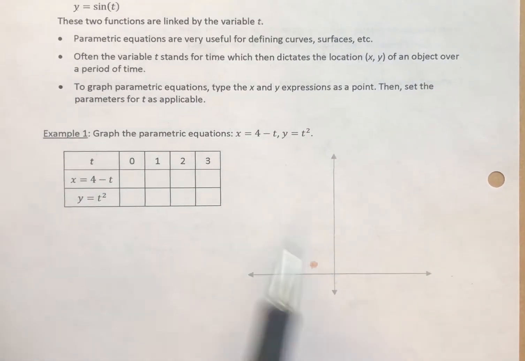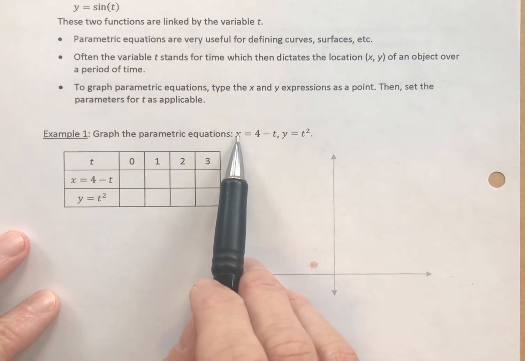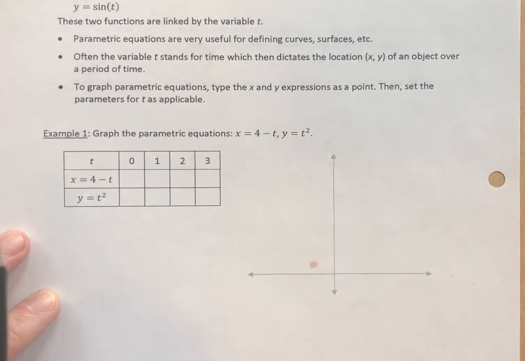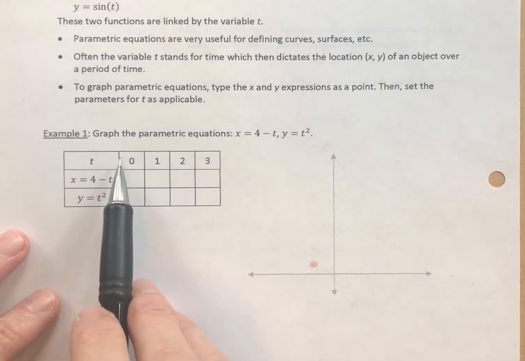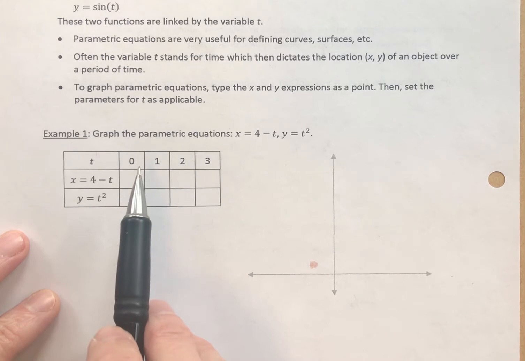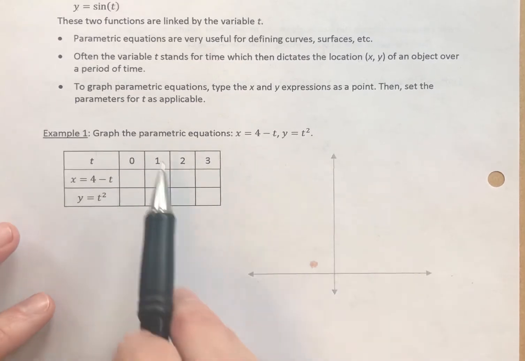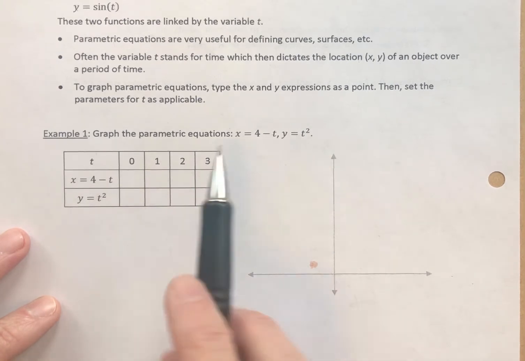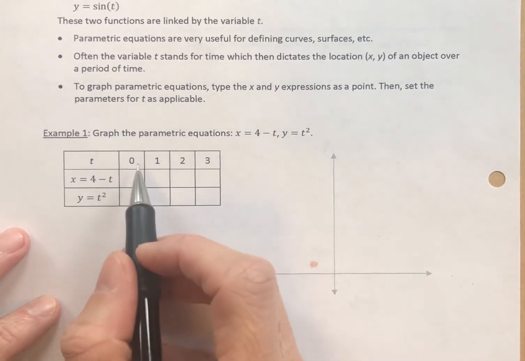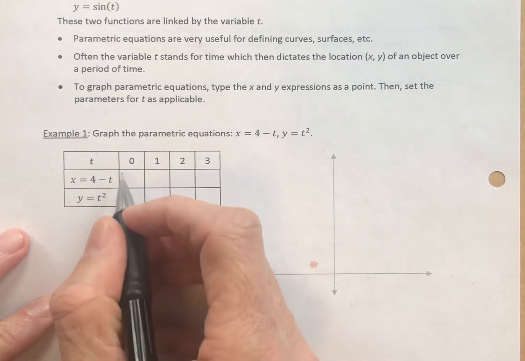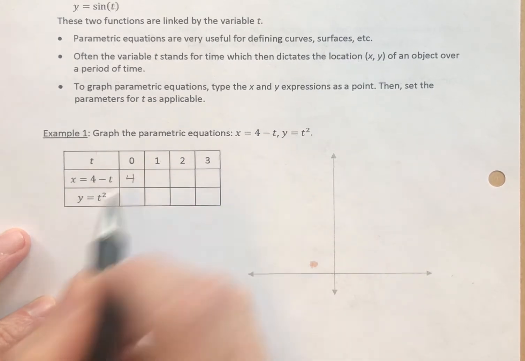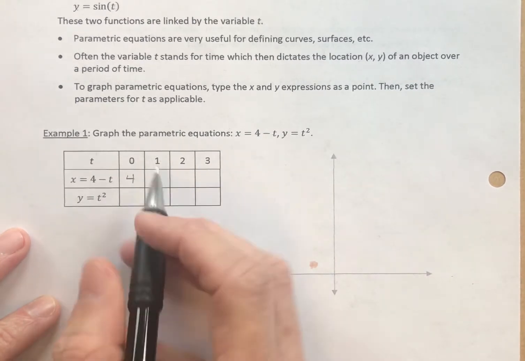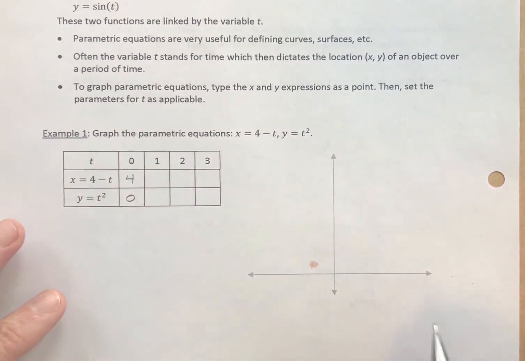Okay, this first one: graph the parametric equations x is equal to 4 minus t and y is equal to t squared. So I'm going to have the t values go from 0 to 3. And again, you might want to think of this as seconds. At time 0 seconds, where am I located? 1 second, 2, 3. Okay, let's find the point. At time 0 seconds, 4 minus 0 is 4. The x coordinate is 4. At time 0 seconds, 0 squared is 0. The y coordinate is 0.